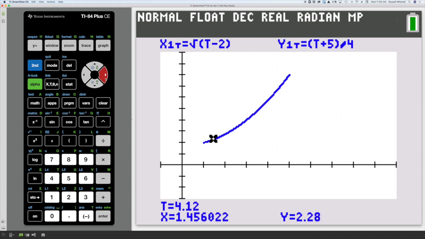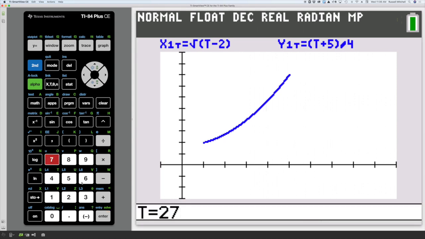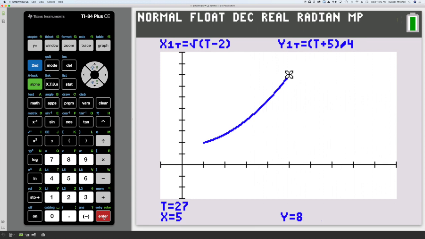And there's a lot of pixels here. Because if you look at this, t is going up by 0.01. So it's going to take, let's see if we can press 5. Yeah, t equals 5. And that's what our x and our y coordinate would be. So let's put 27. And that'd put me at the end. Okay?